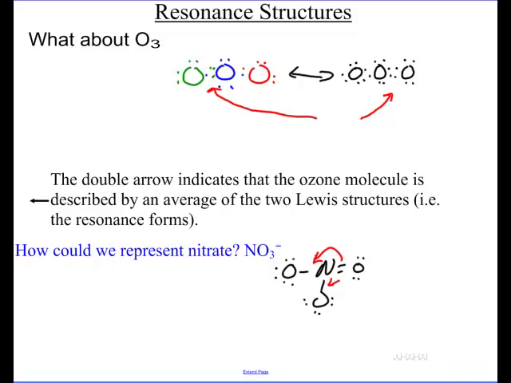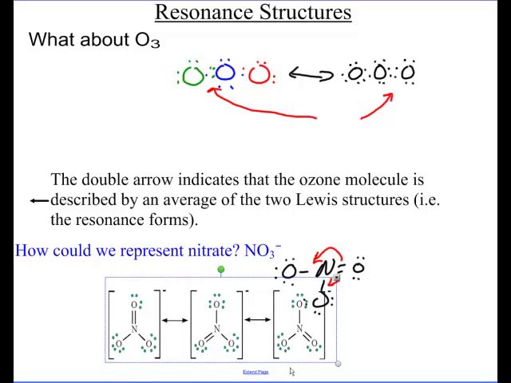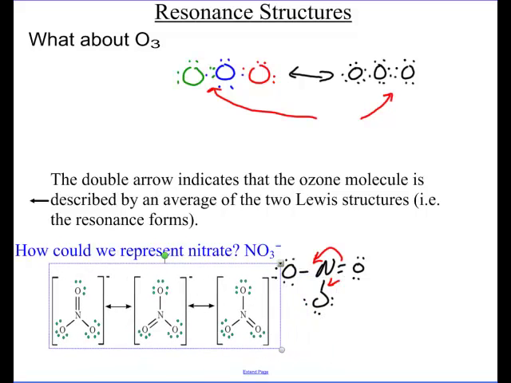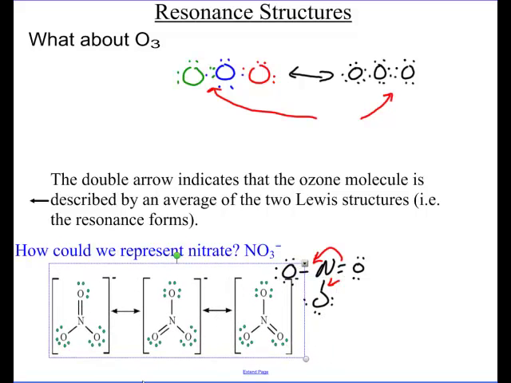So to represent that, you've got to draw all three, and I've got a picture of it here, so I don't have to try and draw it out. And so that, hopefully you can see, represents all three. Here's the double arrow, right? And then I'm putting the double bond in all three spots. And since it's a polyatomic ion, we're drawing brackets and the charge. Okay, so that's what's going on with resonance.